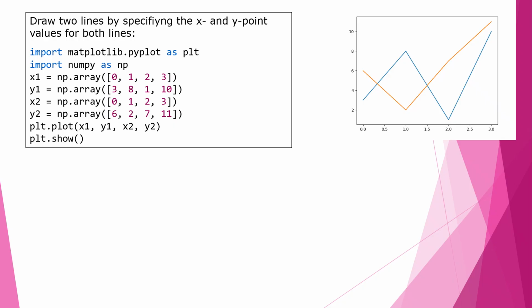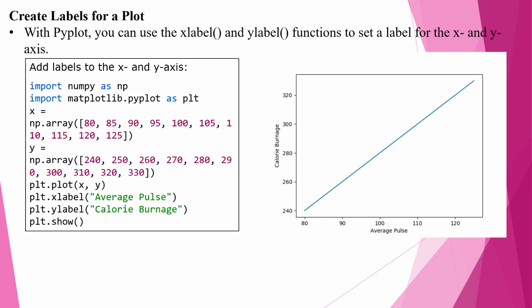The plot function is used to draw both lines in a single statement by passing the x and y values of each line as arguments. This results in two separate lines being displayed on the same graph, allowing easy comparison between the two datasets. Finally, the show function is called to display the plot. This approach is useful when visualizing multiple relationships or trends within the same figure.